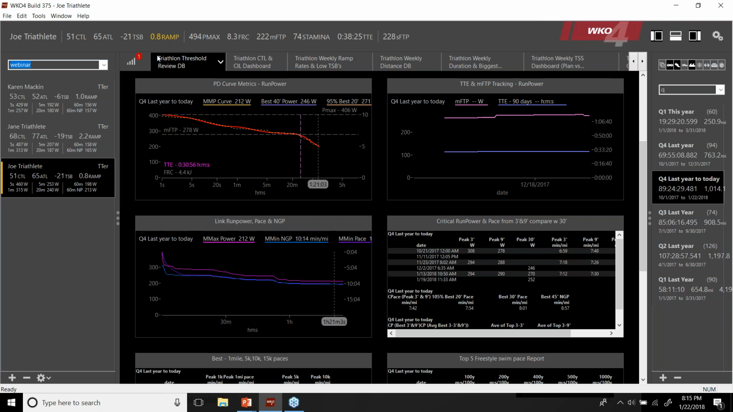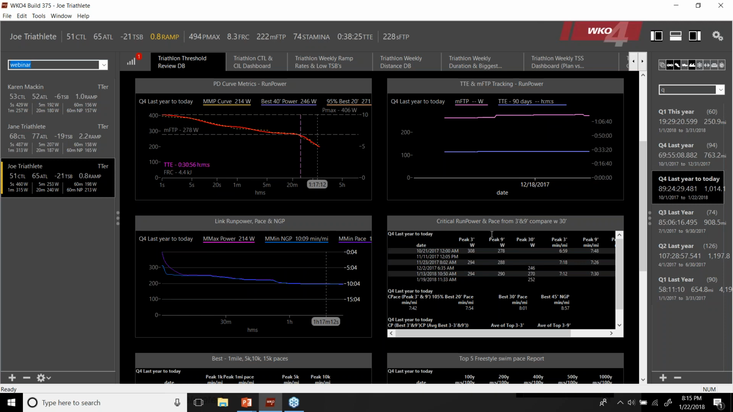So that's just some charts. This is a dashboard chart that I put together, triathlon threshold review. It's just a bunch of charts. You need to have all three of these selected, swim, bike, and run, for it to work. And obviously, if you want run power, you're going to need a running power meter to get that as well.